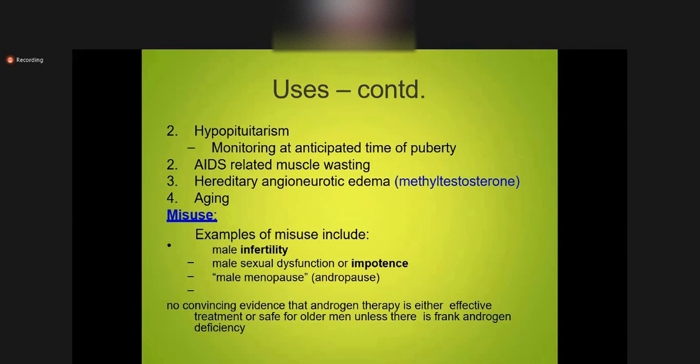The misuse of this is important also. Many practitioners, or quacks, use it for infertility or impotence, where it is not helpful. So this is a misuse. The right uses are androgen replacement therapy, hypopituitarism, muscle wasting conditions like HIV, and then aging or hereditary angioneurotic edema.